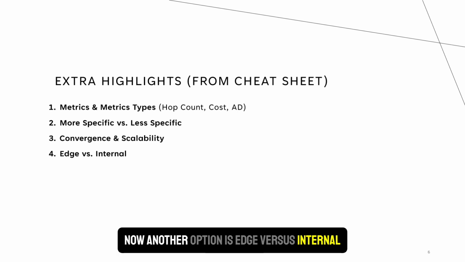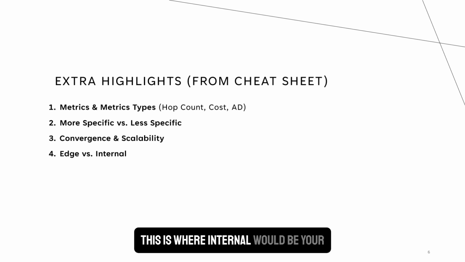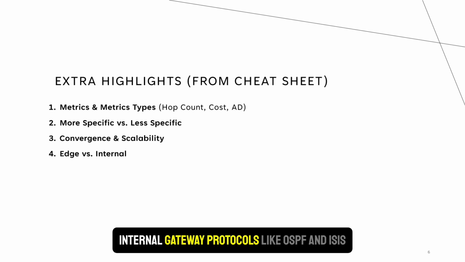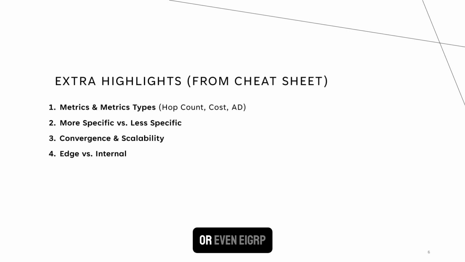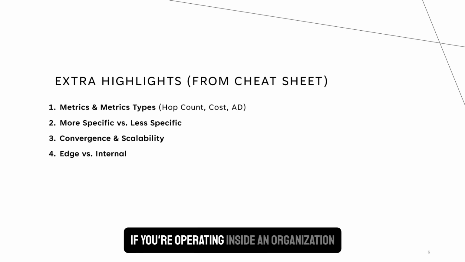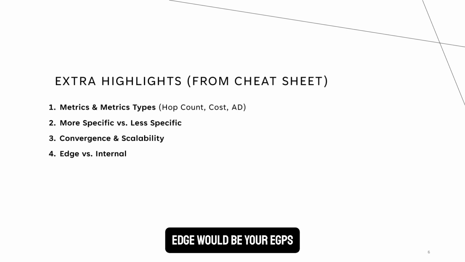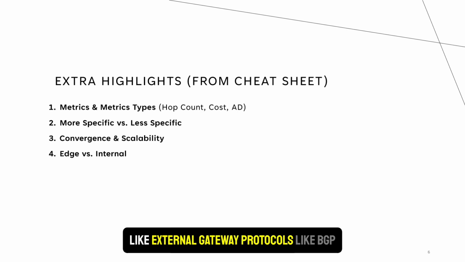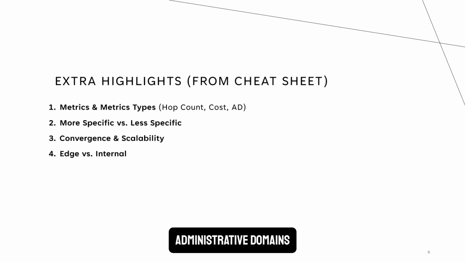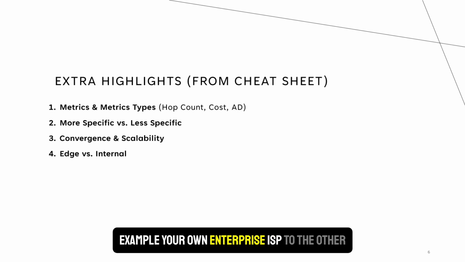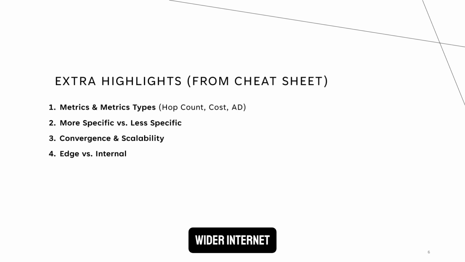Now, another option is edge versus internal. Internal would be your interior gateway protocols like OSPF and IS-IS, or even EIGRP if you're operating inside an organization using Cisco, specifically for EIGRP. Edge would be your EGPs, exterior gateway protocols like BGP, the most common one, which connects different administrative domains, for example your own enterprise or ISP to the wider internet.